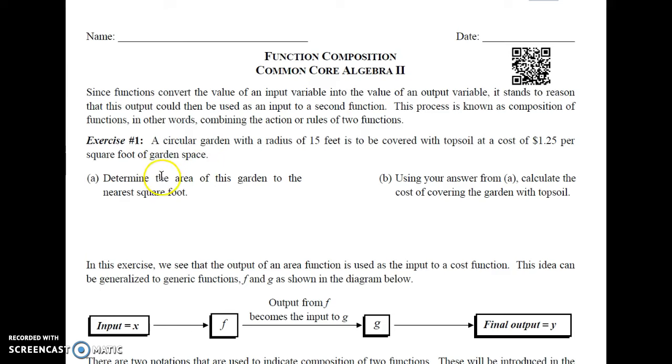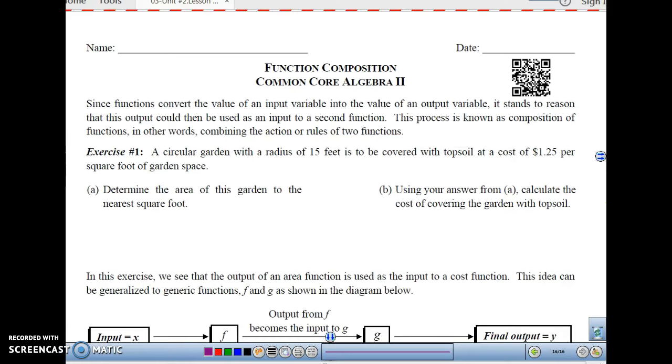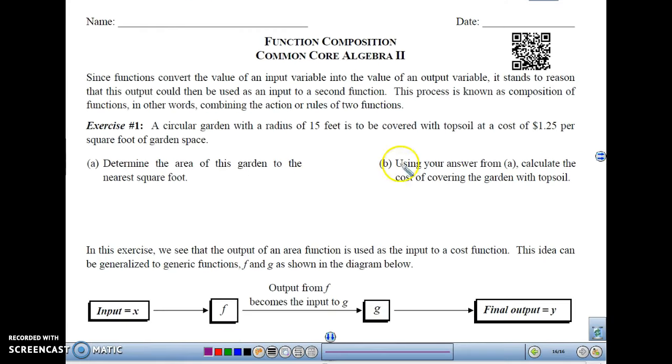So let's take a look at this exercise to demonstrate what that means. A circular garden with a radius of 15 feet is to be covered with topsoil at a cost of $1.25 per square foot of garden space. In order to figure out the cost of covering the garden with topsoil, the cost is in per square feet, but do we know the square footage?